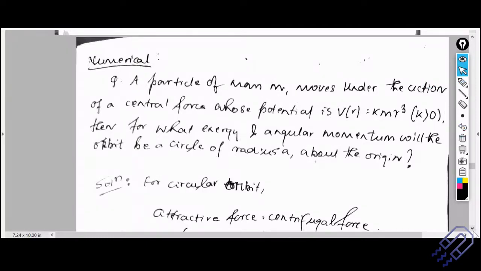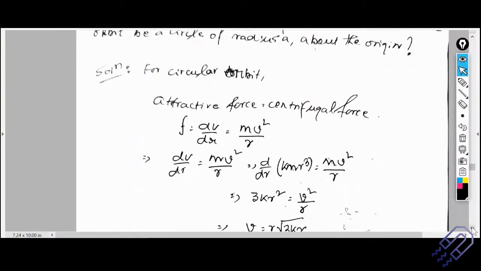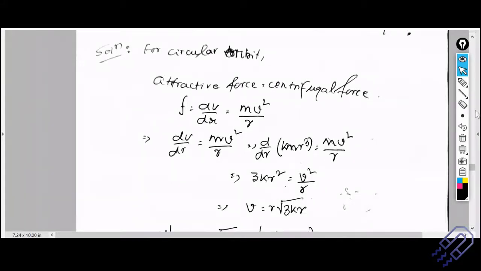If you want to do that, we have to use the condition of circular orbit, and we know that for a motion in a circular orbit, the attractive force must be balanced by a centrifugal force. We have studied these things when we talked about satellites. So the relation between force and potential is dV/dr, which is equal to mv²/r.